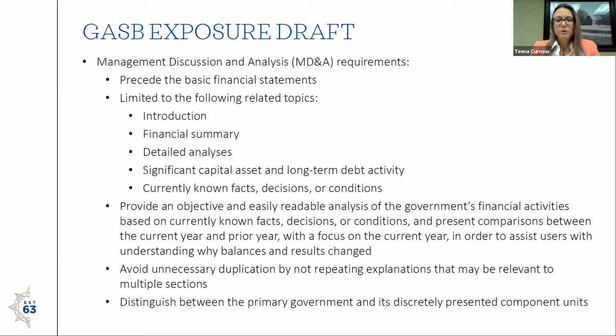It will provide objective and easily readable analysis of the government's financial activities based on these currently known facts, decisions, or conditions, and present comparisons between the current year and the prior year, obviously with a focus on the current year in order to assist the users of the financial statements with an understanding of why balances and results changed from the previous year. It will avoid any unnecessary duplication by not repeating explanations that may be relevant to multiple sections. And it will distinguish between the primary government and its discretely presented component units.